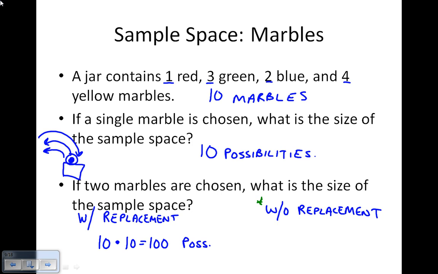However, without replacement, it changes a little bit. So let's go back to my blue marble. Let's say I grab my blue marble, I take it out. This time, I'm not going to put it back in. So for my first marble, once again, I had 10 options, right? Because there was a full jar of 10 marbles. But then, when I take out a second marble, the blue one is now no longer inside. So instead of 10 marbles to choose from, I only have 9 marbles. So if it's without replacement, I now only have 90 possibilities. So you have to watch out as to whether it's with or without replacement, because that will make a big effect on the number of possibilities.